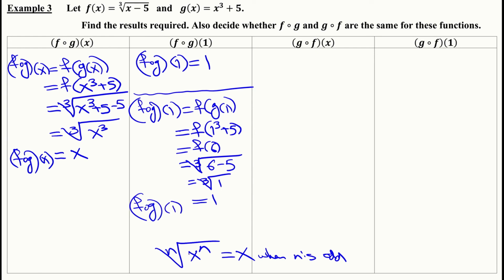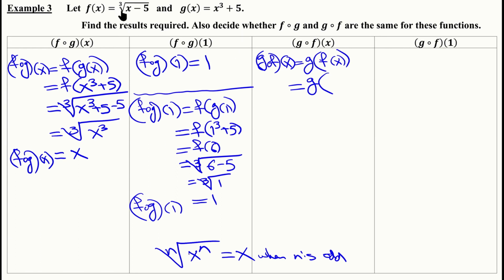All right, so now let's look at g circle f of x. So g circle f of x, that's the composition of g and f, so that's going to be g of f of x. So it's going to be g of, remember, we need to put what f of x is here.